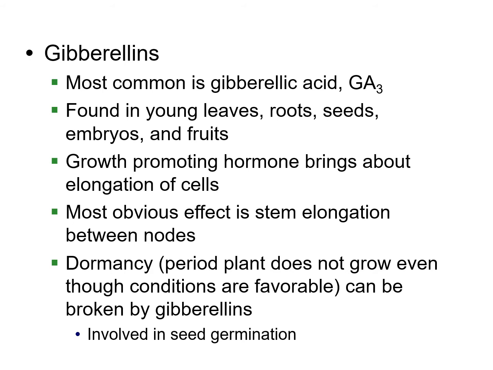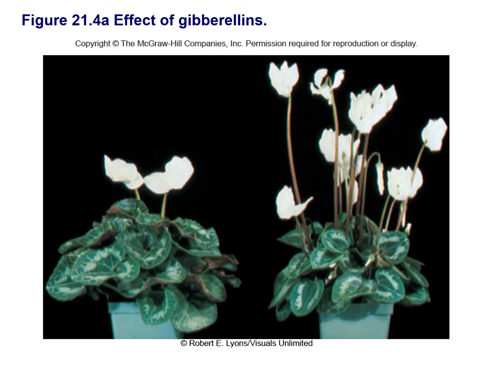The other thing it's responsible for is dormancy. If a plant is not going to have favorable conditions, it goes into a dormancy state where it just kind of flatlines in growth, but that can be broken by gibberellins, and it can also start seed germination. So as you can see here, these plants have grown taller because of that gibberellin. So that's what that section is there for. In between the nodes of leaf to flower or leaf to leaf, that's what's growing up.